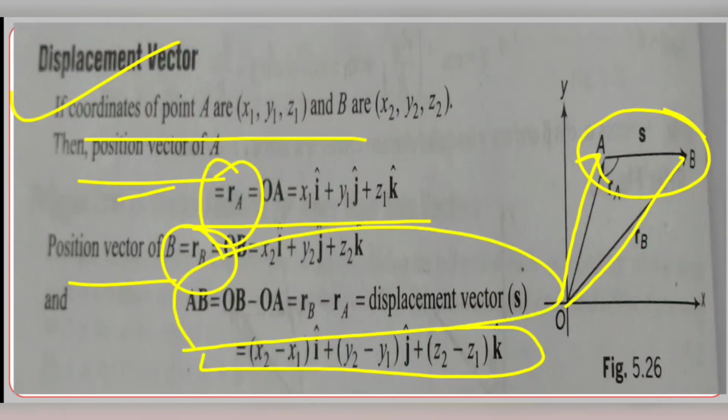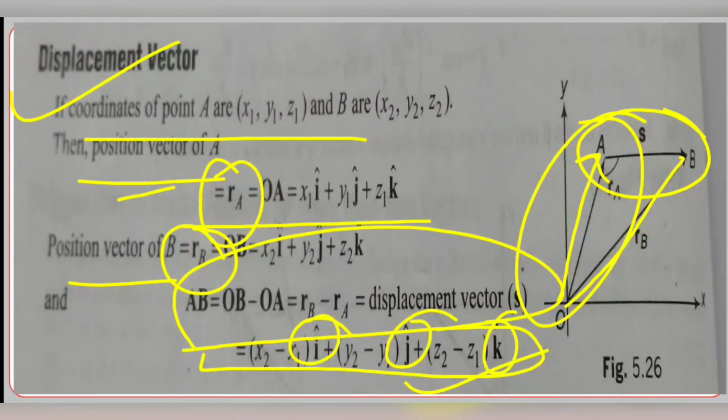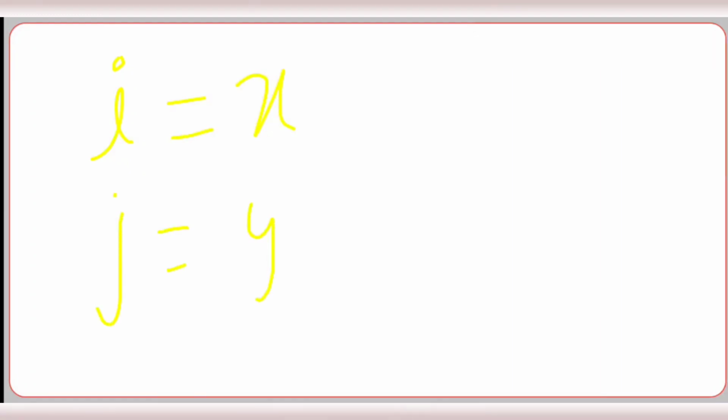So first we need to take out the position vectors, then we subtract them. i cap, j cap and k cap indicate the axes: i cap is for the x axis, j cap is for the y axis, and k cap is for the z axis. Okay, clear?